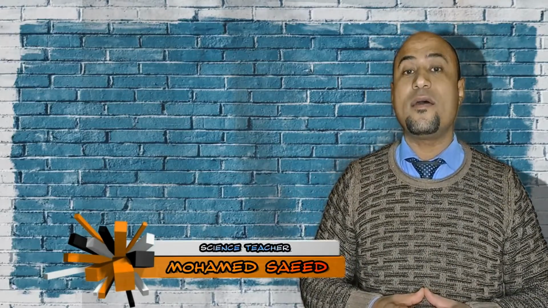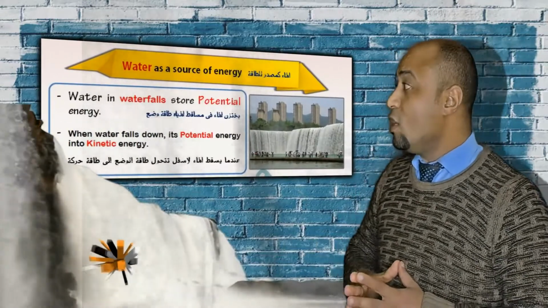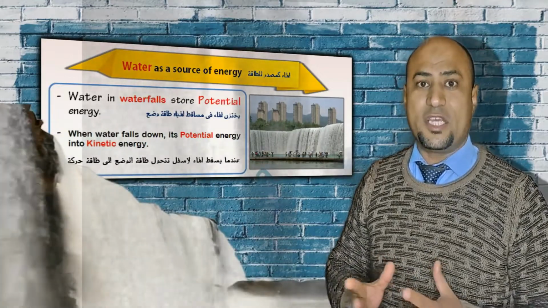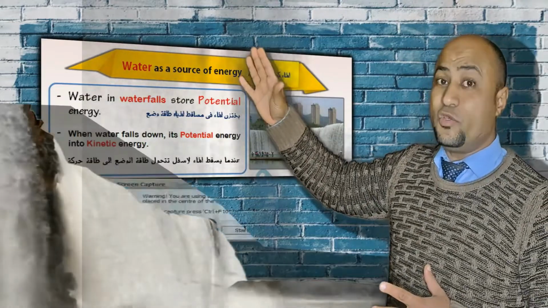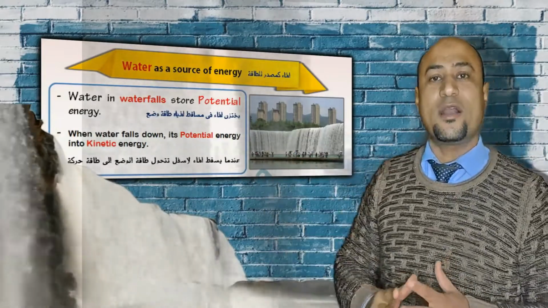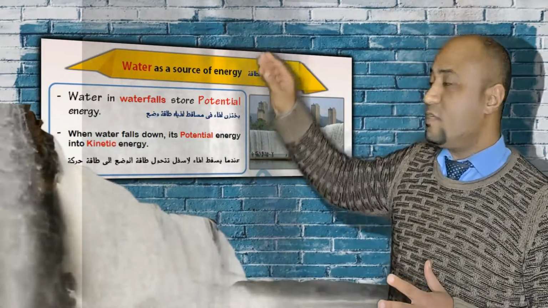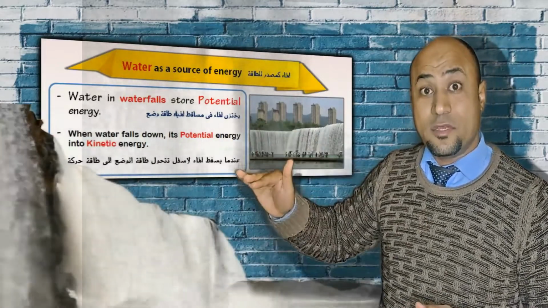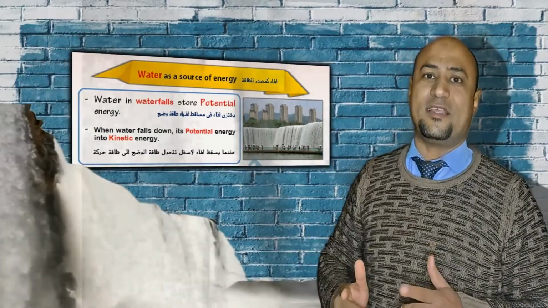We have learned before that by increasing the height of the object, its potential energy increases, and the object stores potential energy. So in waterfalls, water stores what? At the highest point. Excellent, it stores potential energy. So water stores potential energy, and during its falling down, potential energy changes into kinetic energy.